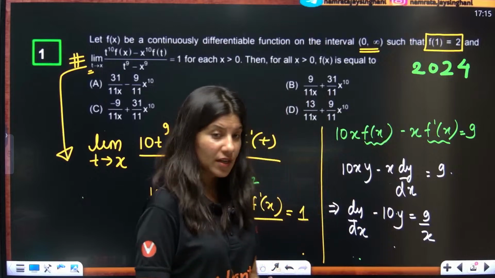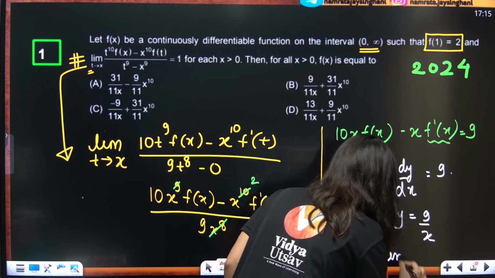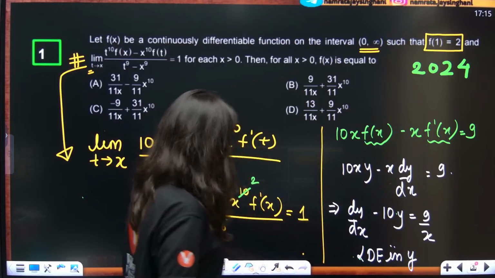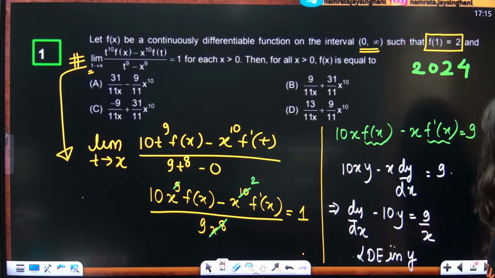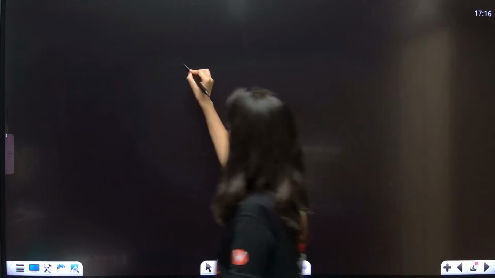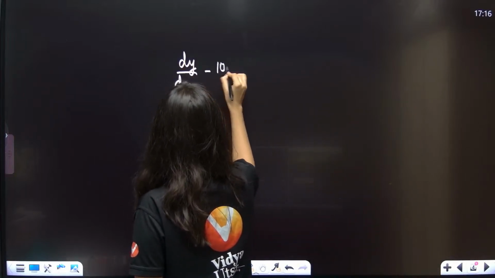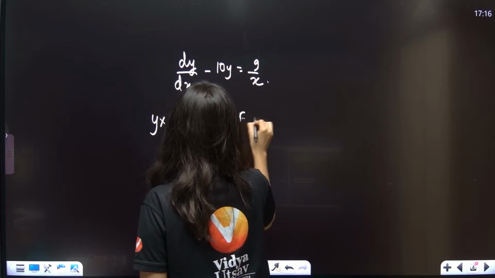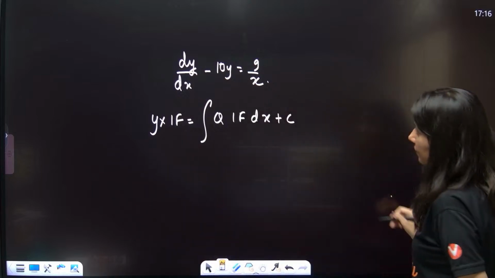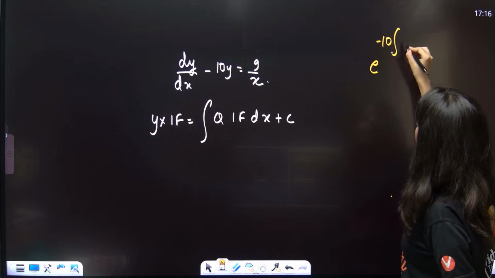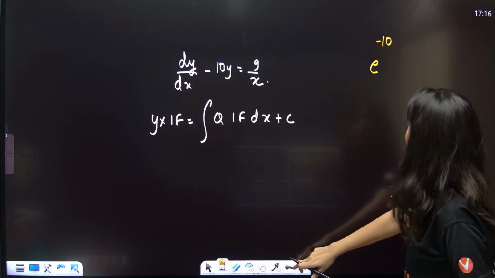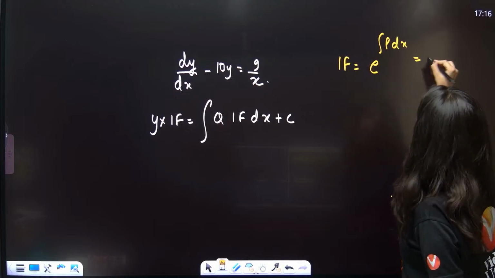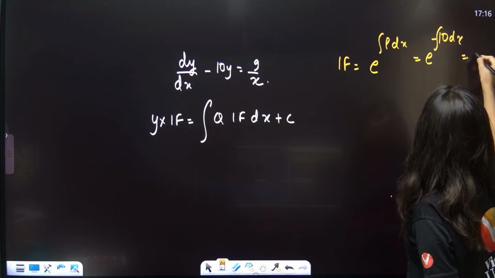This is your differential equation, which is, by the way, a linear differential equation in y. Do you remember? Linear differential equation. We have done a couple of questions in JEE Main as well, right? So over here, linear differential equation in y. So dy by dx minus 10y is equal to 9 upon x. y multiplied by integrating factor is equal to integration of q multiplied by integrating factor dx plus c. Basically the integrating factor is e raised to power integration of p dx. This is your integrating factor. So e raised to power minus 10 dx, e raised to power minus 10x.